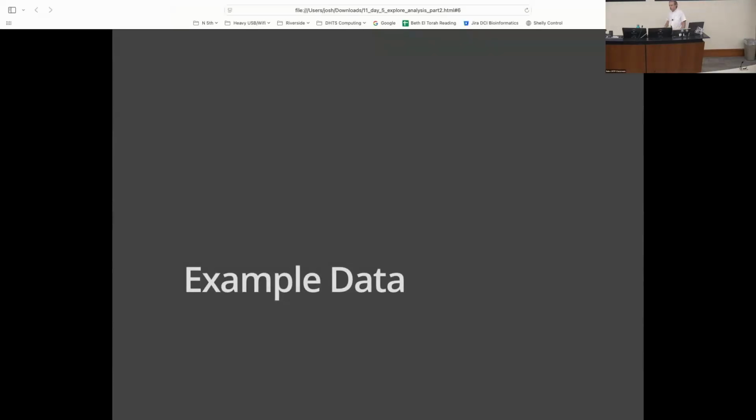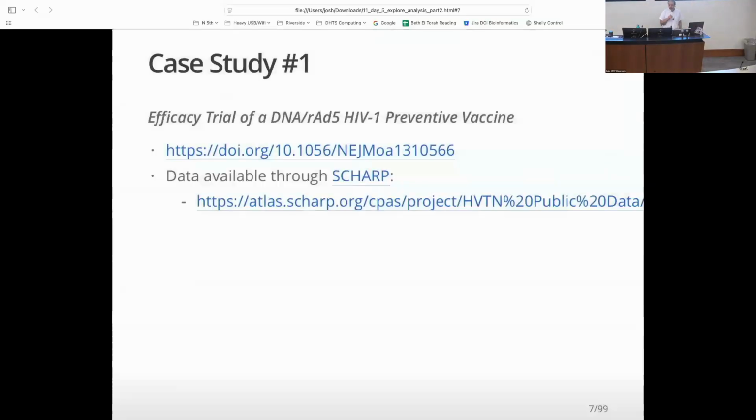And I'm going to be giving examples from two different example data sets, so I'm just going to introduce you to those quickly. The first one, which I'll just be calling case study number 1, because I'm not going to remember the title, is the publication Efficacy Trial of a DNA Rad5 HIV-1 Preventative Vaccine. And here are the links.